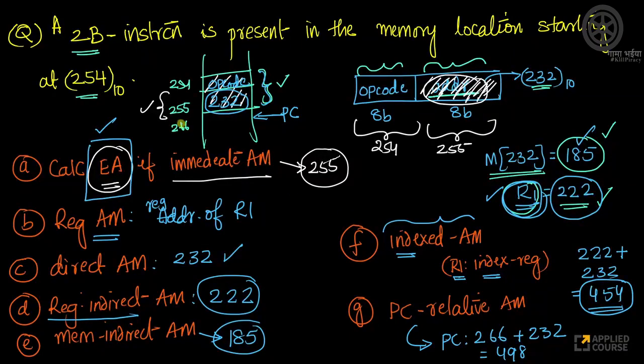Sorry, this is not 266. This is 256. I'm sorry. So if this is 256, my bad. Okay. So my program counter will have 256. So this will be 488. So the effective address now is 488.